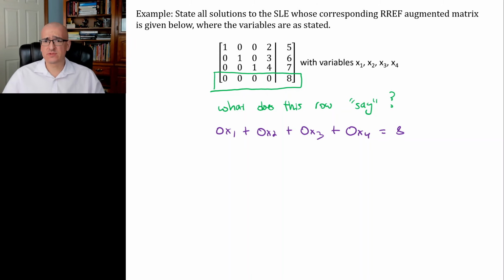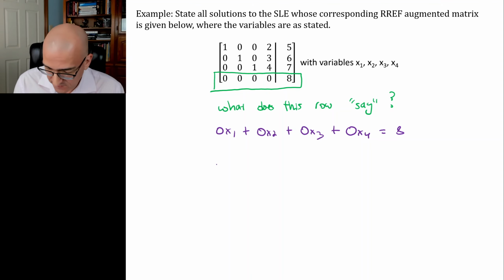For some values of x1, x2, x3, and x4, can you put numbers in there that will make that true? They'll make left-hand side equal right-hand side? Because you're going to have 0 times whatever you put for x1 plus 0 times whatever you put for x2 plus 0 times whatever you put for x3 plus 0 times whatever you put for x4 somehow equaling 8. It's not going to happen. Never. This is impossible.